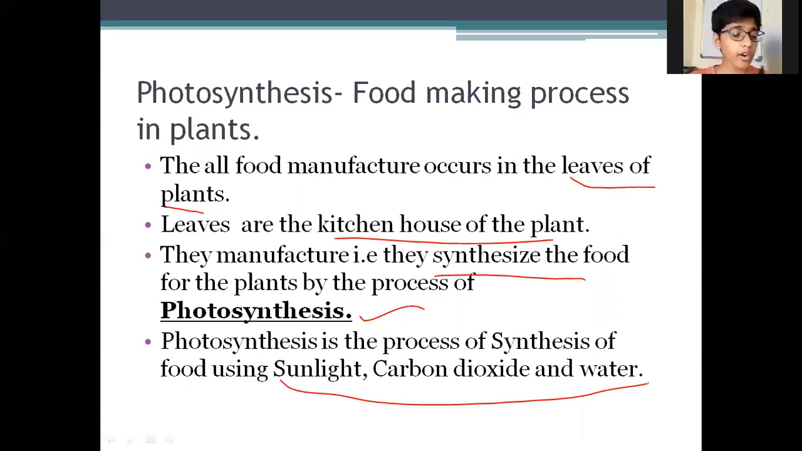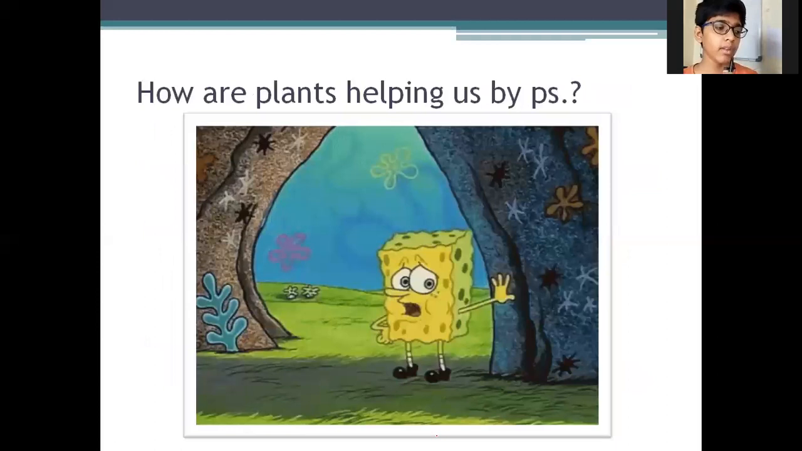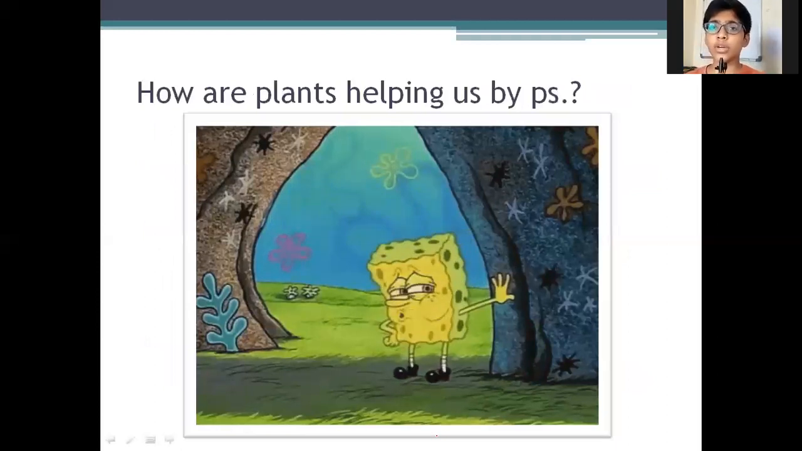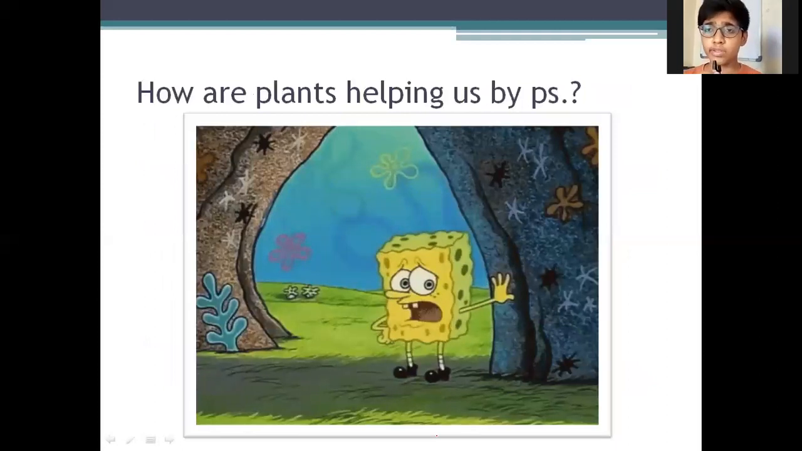So what we get at the end of photosynthesis is glucose and oxygen. This glucose is again converted into energy by the process of respiration. Now let's see what is the significance of photosynthesis.